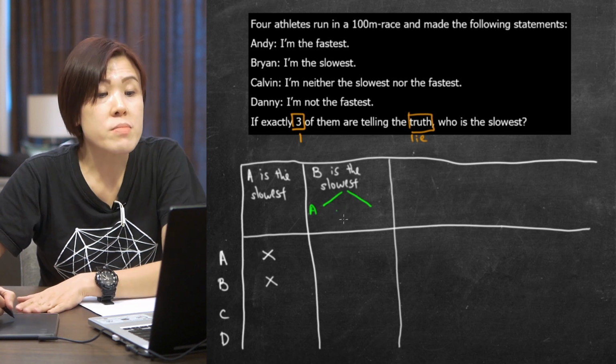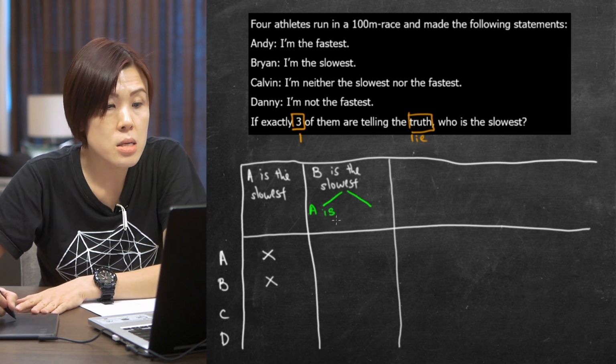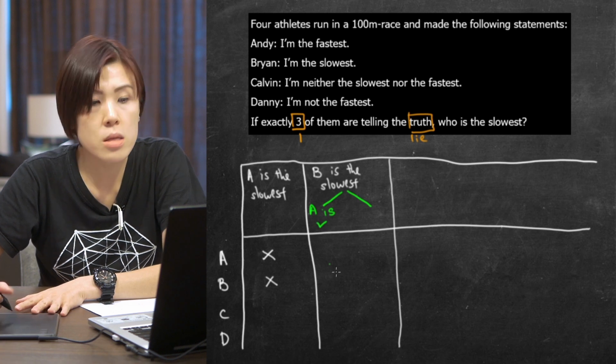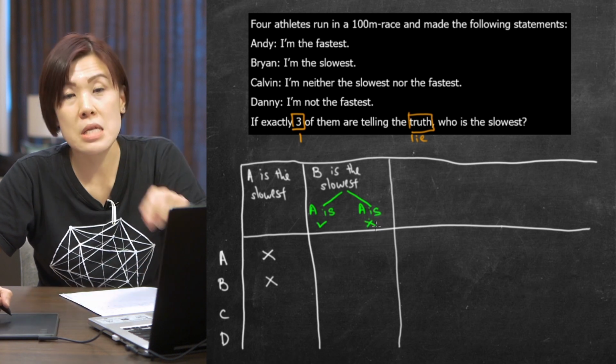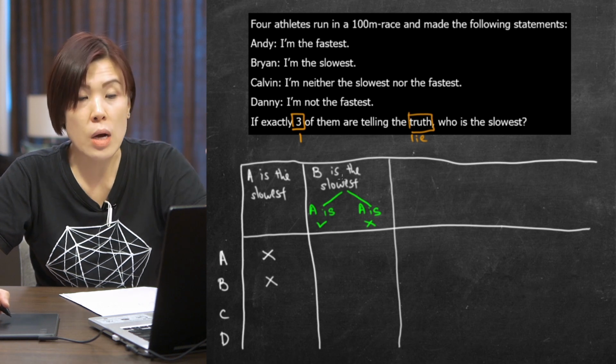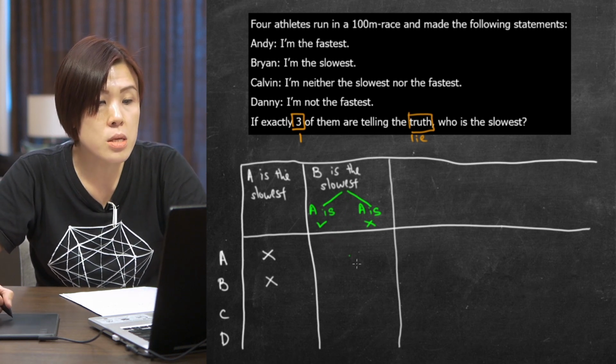Let's say I assume that Andy is telling the truth. So I just put A is, and then I put a tick, Andy is telling the truth. Or another possibility is Andy is lying. So I just put a cross here. So this is further to our previous assumptions, and we try to study the conversations.